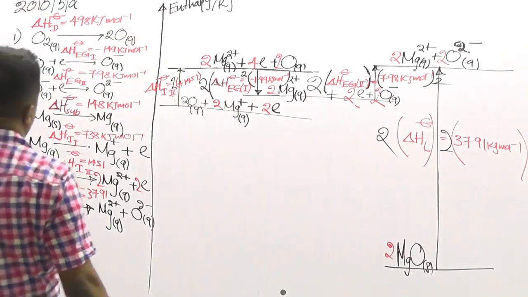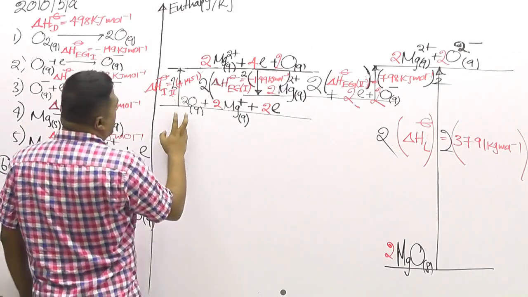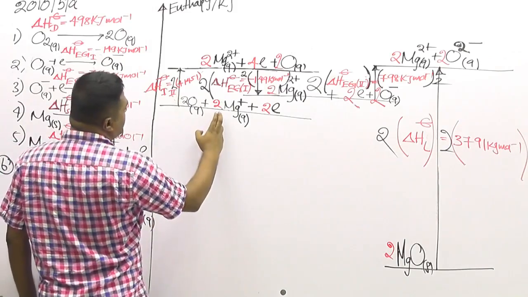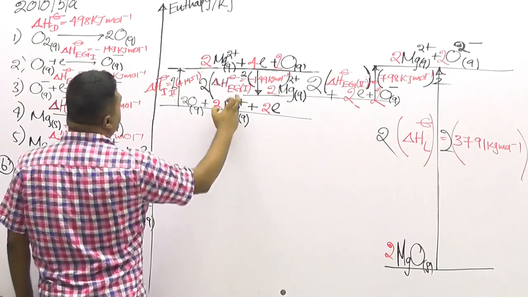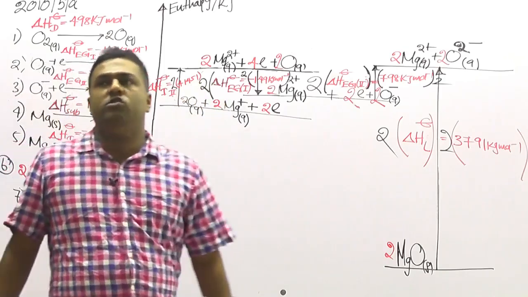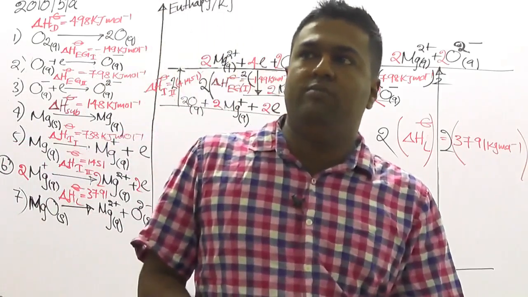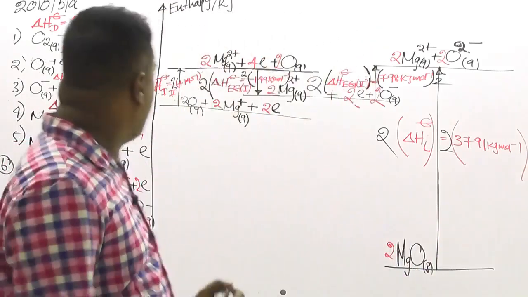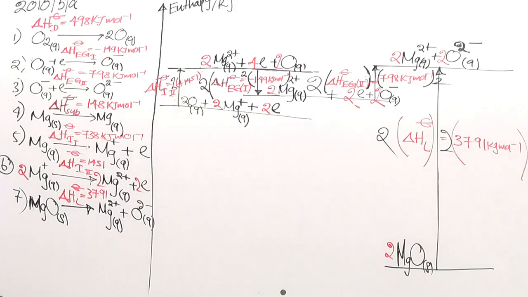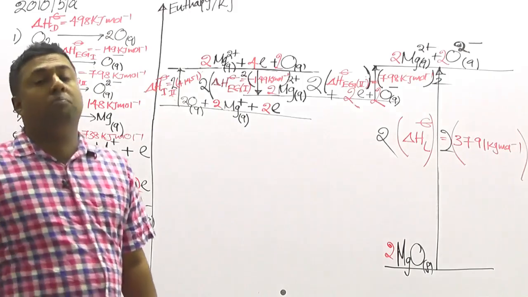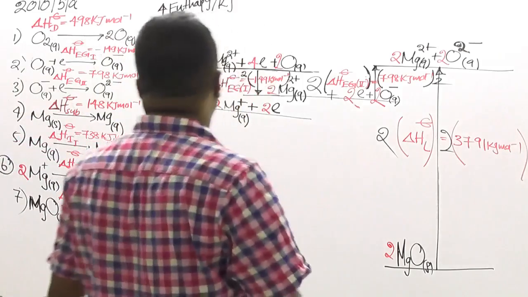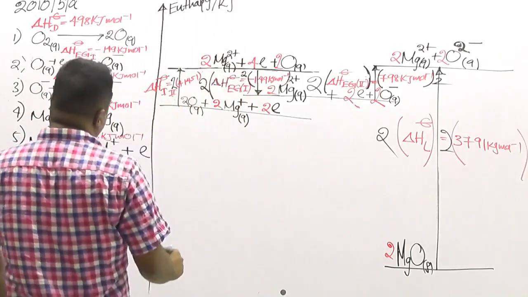Then here you have 2 Mg+, you should produce Mg+, right? So how can you produce Mg+? That is the fifth balanced chemical equation.